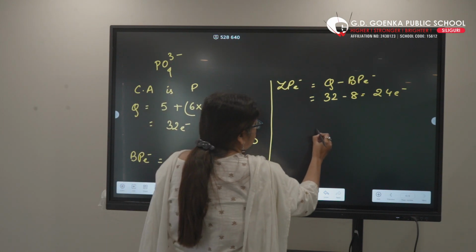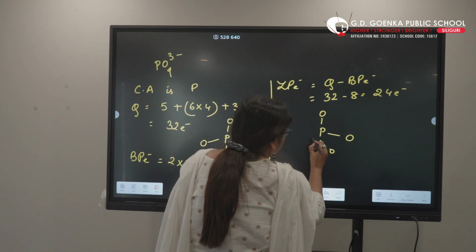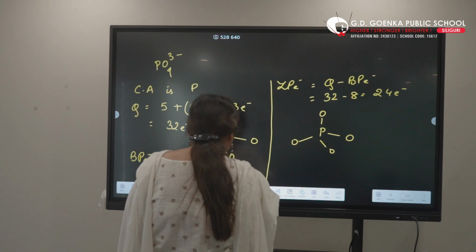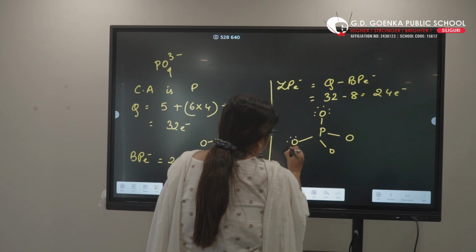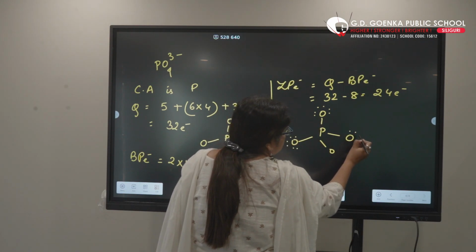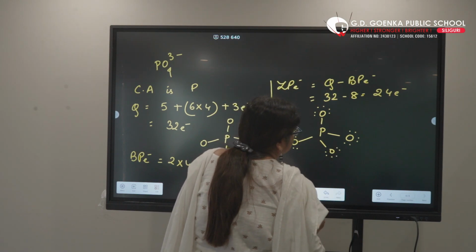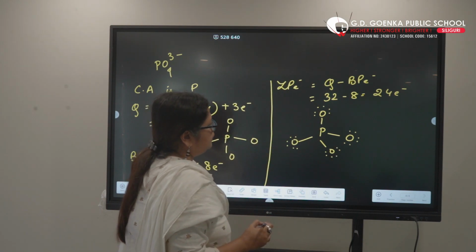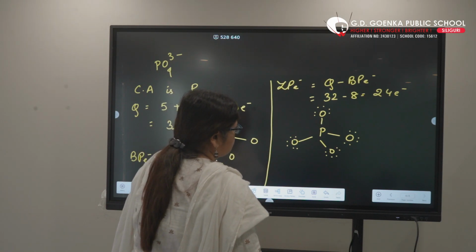Now these 24 electrons we have to utilize in 2 ways. First, satisfy the octet of the corner atoms, and then followed by the central atom. 1, 2, 3, 4, 5, 6. 3, 4, 5, 6. 1, 2, 3, 4, 5, 6. So 6 into 4, 24. 24 we have already utilized.